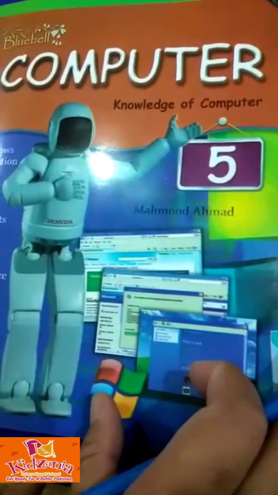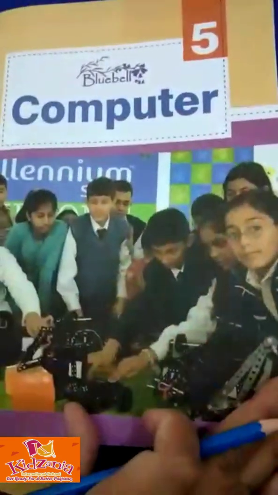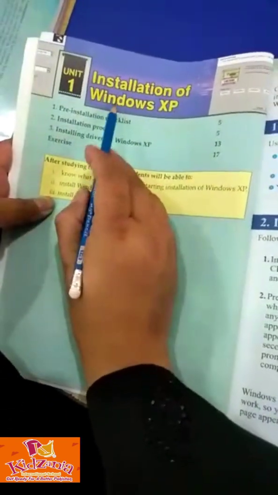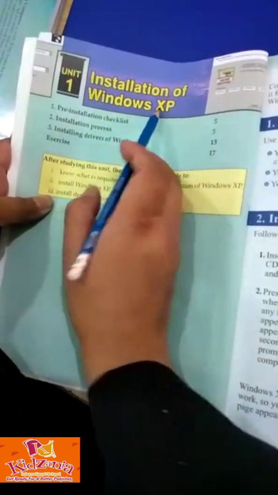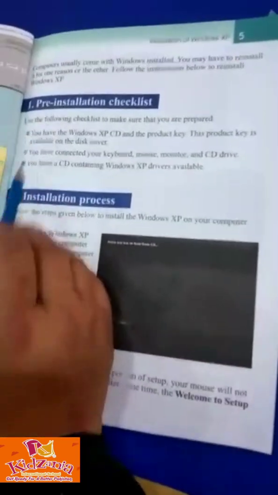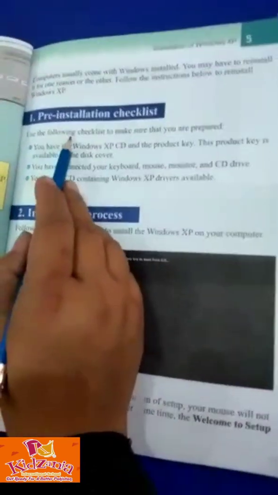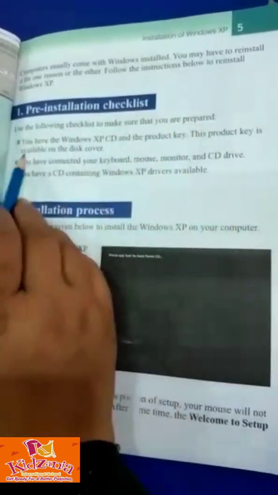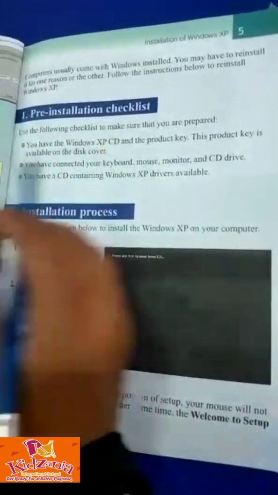Today we will learn computer. Open page number 5. Unit number 1. The topic is installation of Windows XP. Use the following checklist. Make sure that you are prepared. You have the Windows XP CD and the product key.